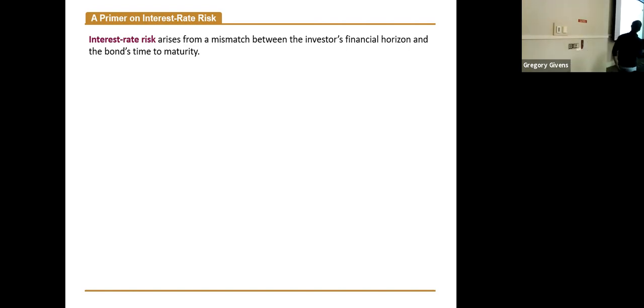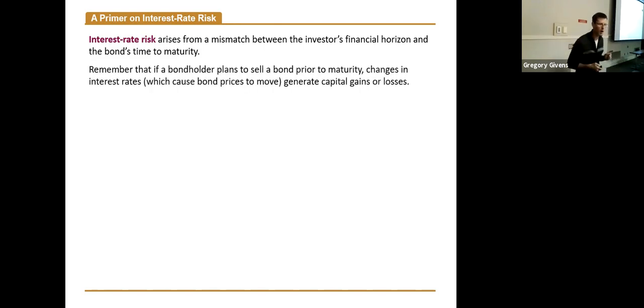Interest rate risk is defined as the mismatch between an investor's financial horizon and the bond's time to maturity, all right? So Levi, you might purchase a bond that doesn't mature for 10 years, but as an investor, you might be only wanting to hold those bonds over the course of 2 or 3 years, okay? So there's always this mismatch between one's financial horizon and the actual time to maturity.